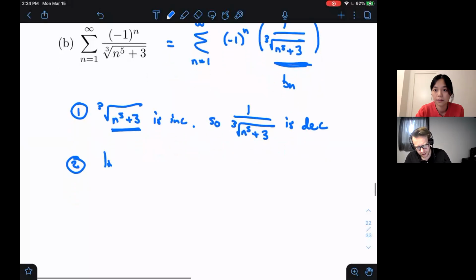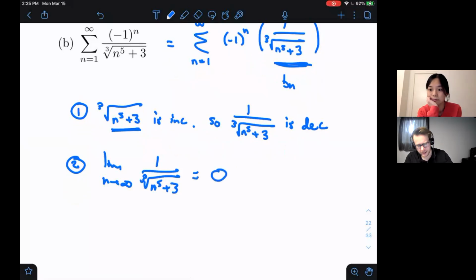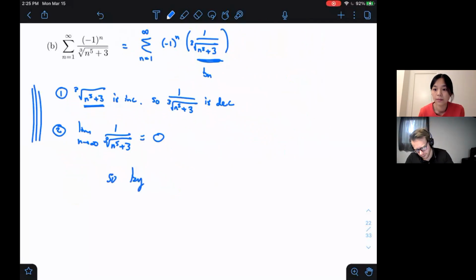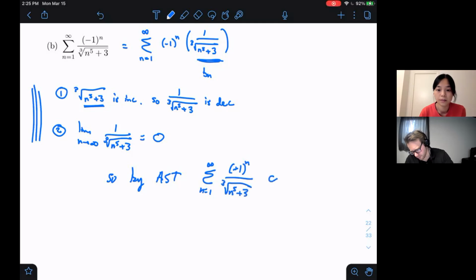And then number 2, if we take the limit as n goes to infinity of the cube root of n to the 5th plus 3, this does indeed equal 0. We get 1 divided by a very, very large number eventually, and so 1 divided by infinity essentially becomes 0. Those 2 things say that the alternating series test does apply. So by the alternating series test, our series here converges. And that would be my final result.